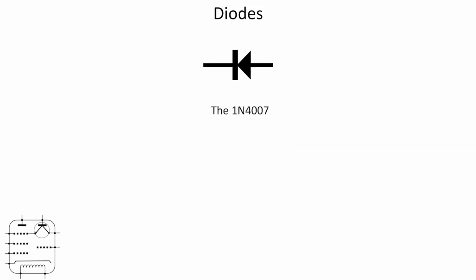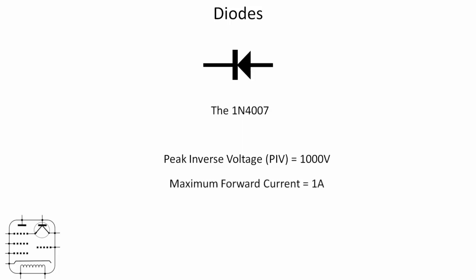Today we're going to use the ubiquitous 1N4007. It's part of a series of diodes from 1N4001 upwards, and the 1N4007 has a maximum, what's called the PIV, the peak inverse voltage, of 1000 volts. So the highest voltage it can stand reverse biased is 1000 volts, and the only thing that really distinguishes the preceding components in that series is that the peak inverse voltage reduces. When it's forward biased, the maximum forward current it can handle is 1 amp.